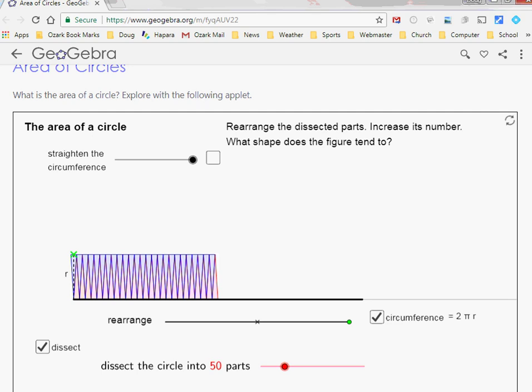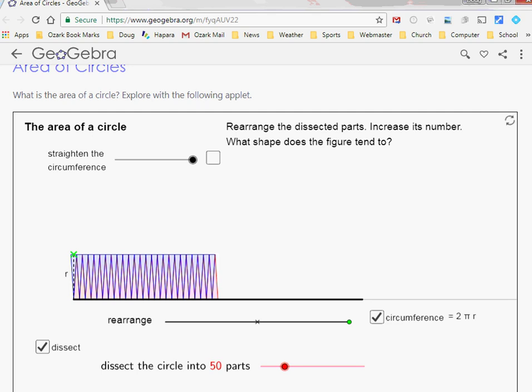Now the base of this is how long? Half the circumference. If you took half of 2 pi r, what would you have? Pi r. Pi times the radius. That would be my base. Now what is the height of this parallelogram? The radius. Remember these little pieces of pi here? That's the radius. If you took pi times r, it's the area of a circle.